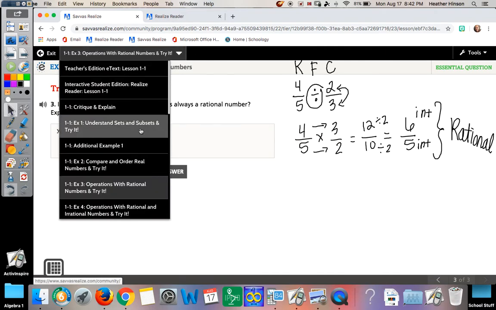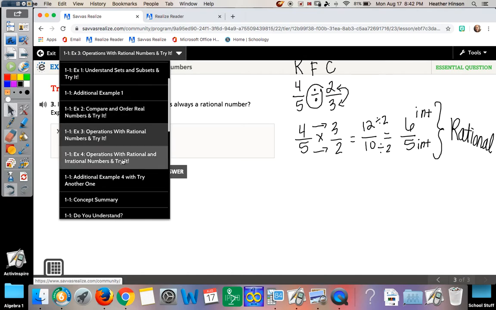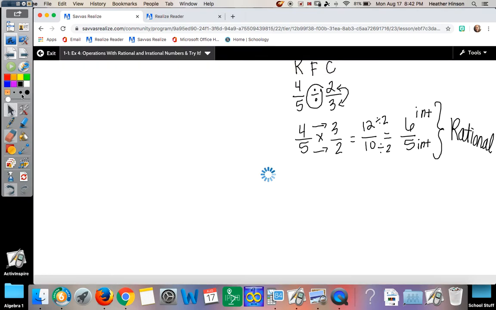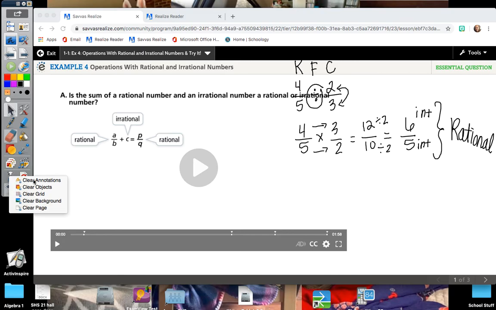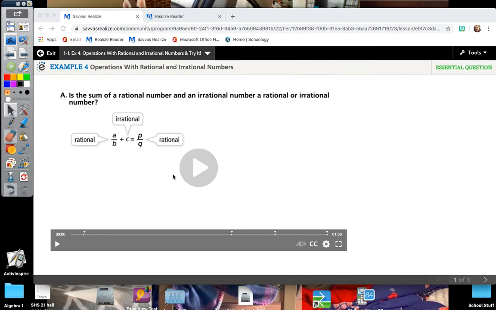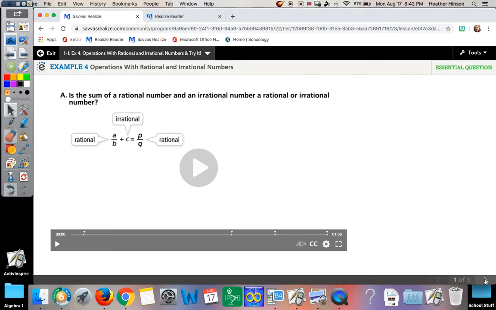Okay, example 4. Now we're going to work with rational and irrational. I am not going to watch the video on these. Y'all are more than welcome to go watch the video, but it gets really confusing. They don't use numbers at all. They strictly use the letters, and that's all they talk about. I'm going to have y'all plug in numbers to use for this because it's going to make a lot more sense.